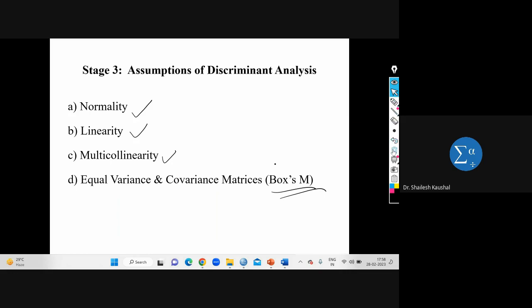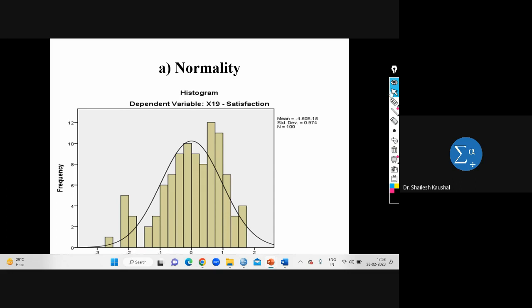Normality means our data should be in a bell shape. Bell shape means ghanti. Now you can see the bell shape. So the distribution of the data should be in a bell shape. Bell means the ghanti, the mandir mein ghanti hoti hai, temple mein. It's a bell shape. So it is not absolutely in a bell shape, but more or less in a bell shape. We can say data is normal.